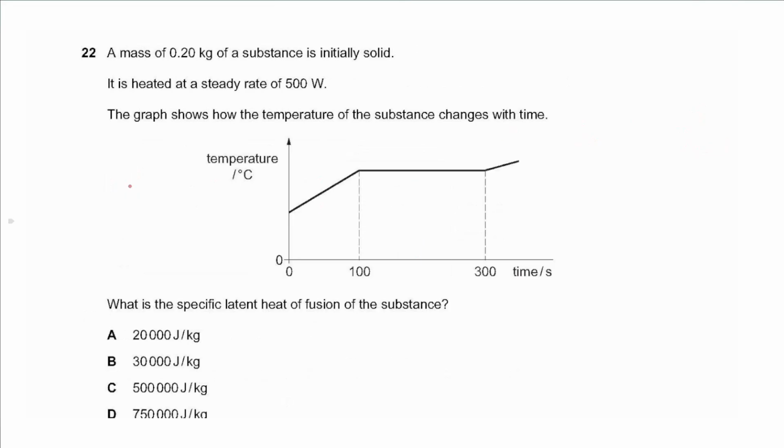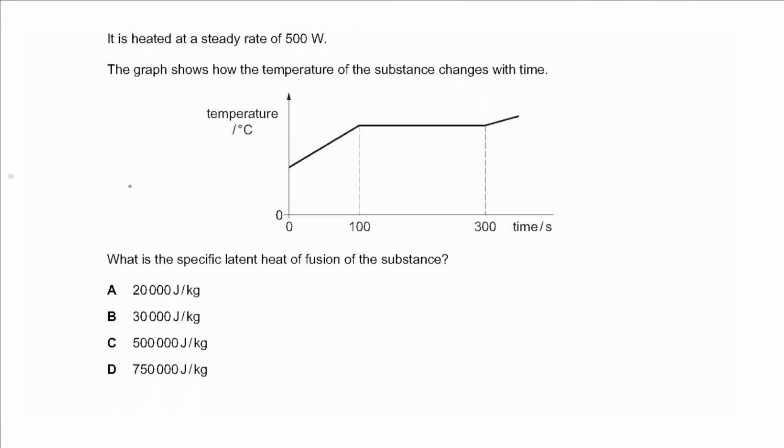Question 22 is about latent heat capacity, so you can skip this question also for the new syllabus. It says a mass of 0.20 kilograms of a substance is initially solid. It is heated at a steady rate of 500 watts, that's the power. The graph shows how the temperature of the substance changes with time. What is the specific latent heat of fusion of the substance?